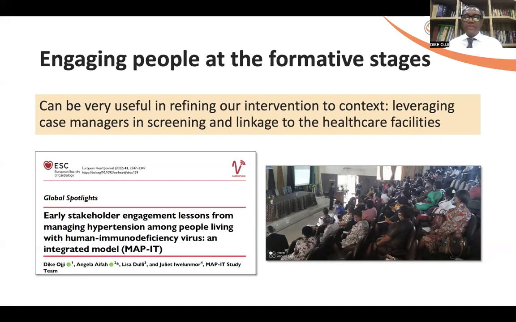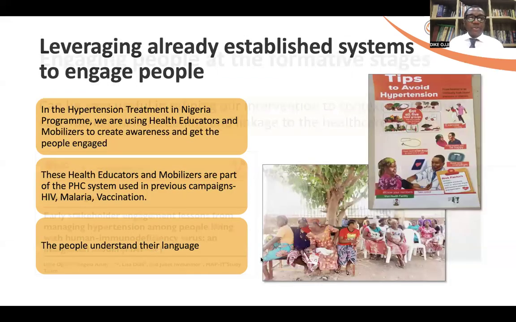Because most of the persons living with HIV now receive their medication in the community. If we wait for them to come down to the facilities to have their blood pressure checked, we miss a lot of them. And that took us to leveraging case managers who are lay workers. So we are utilizing them in screening and linking these persons living with HIV back to the facilities to have their blood pressure rechecked, and also if they have high blood pressure, to commence them on medications. We reported our stakeholders meeting also in the European Heart Journal, CardioPOS.